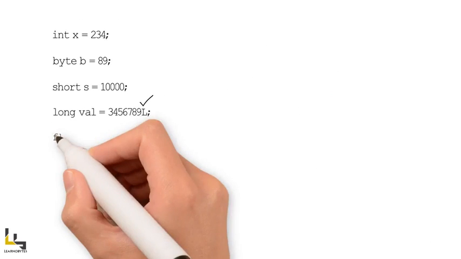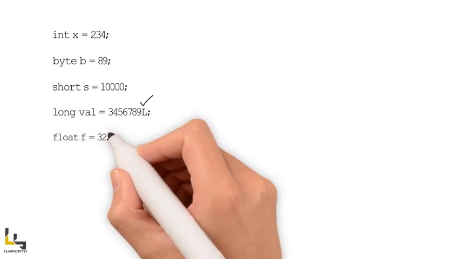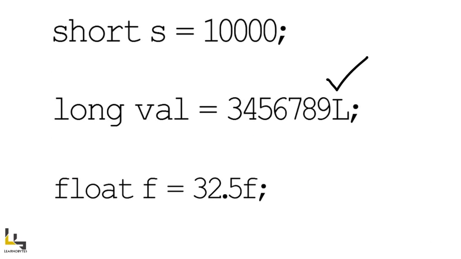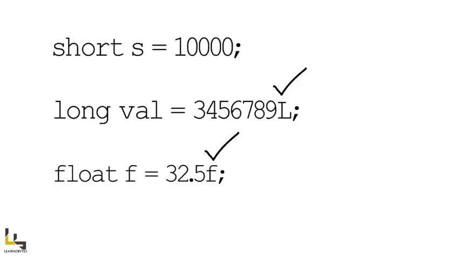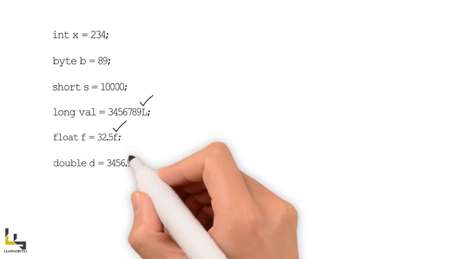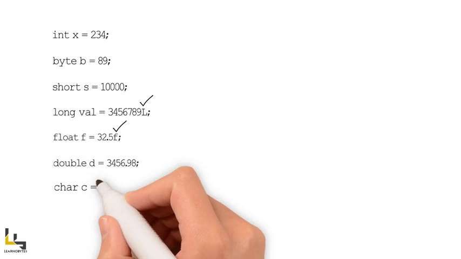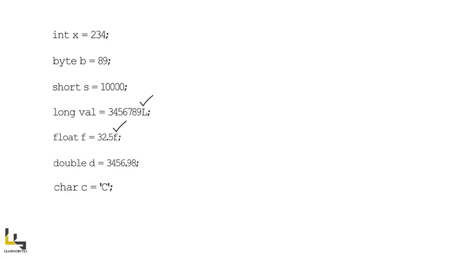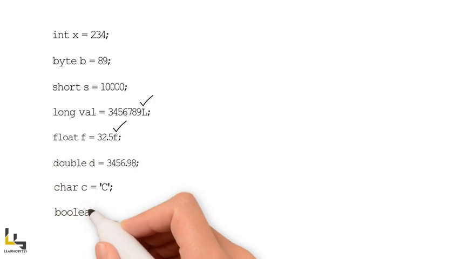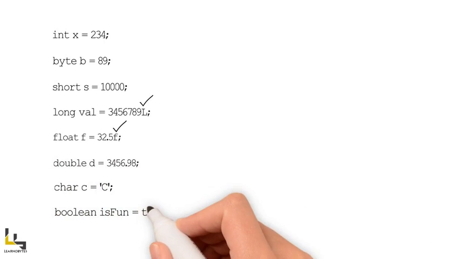A declaration of float variable. A floating point literal is of type float if it ends with the letter F, otherwise its type is double. A double variable. Char literals are defined within single quotes. Lastly, we are declaring a Boolean variable with value of true.